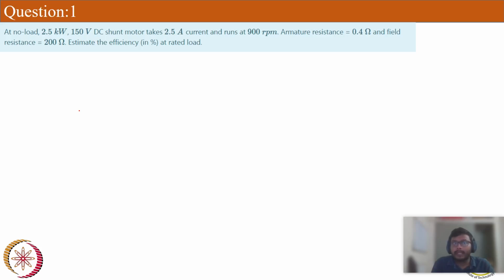Now it takes 2.5 amps current at no load. It means that it is taking 2.5 amps at the supply end. From the supply it is taking 2.5 amps.